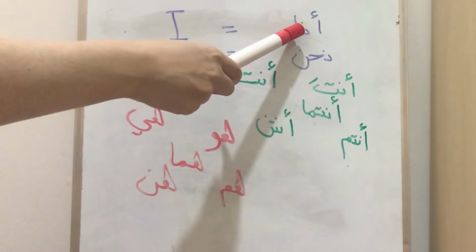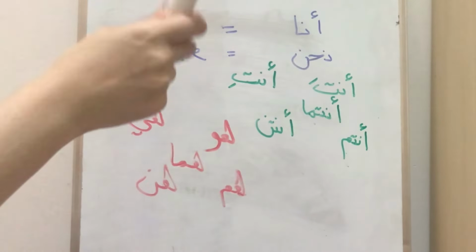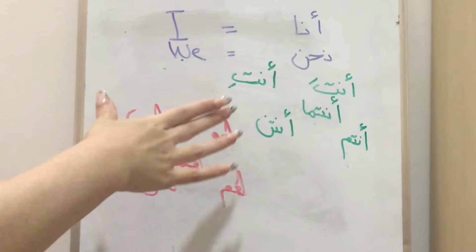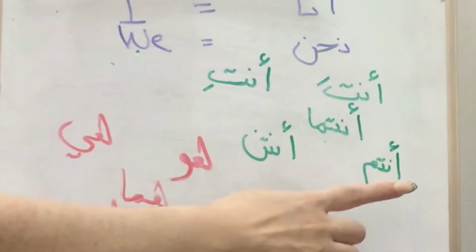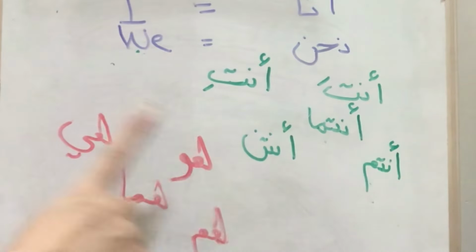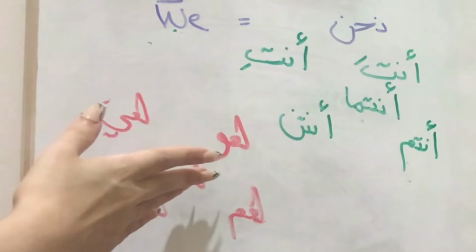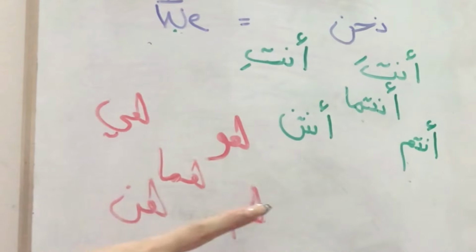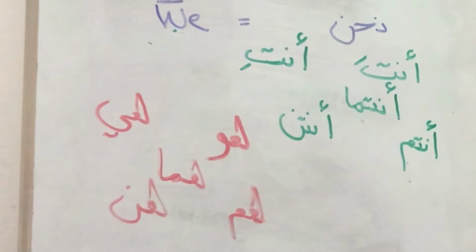One more time. I, ana, we, nahnu. You for singular masculine, anta. You for singular feminine, anti. Dual, antuma. Plural, antum, antunna. He, she, huwa, hiya. Huma for dual, hum, hunna. I hope you are repeating after me.